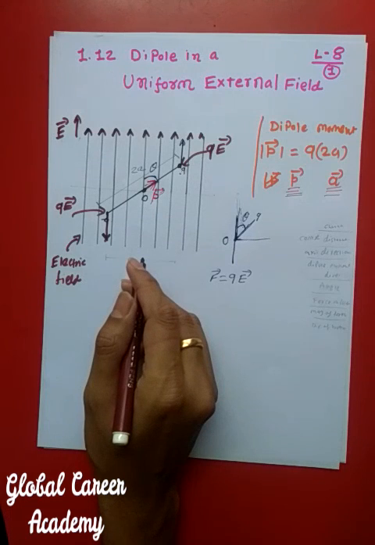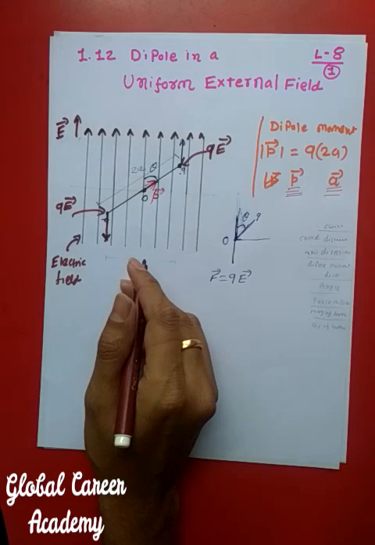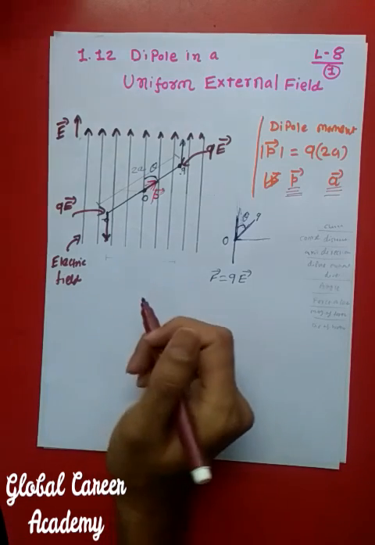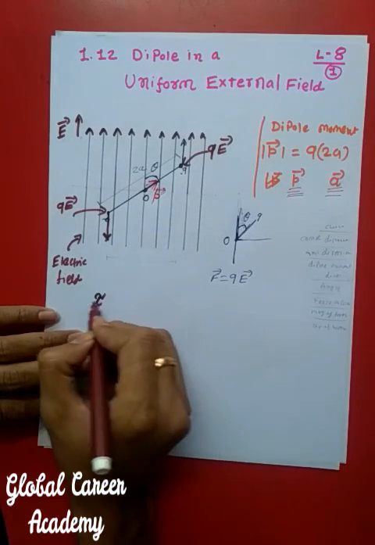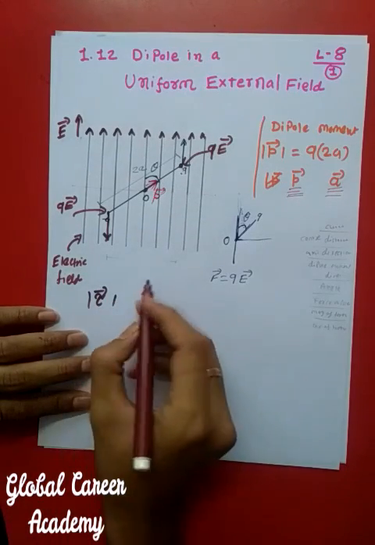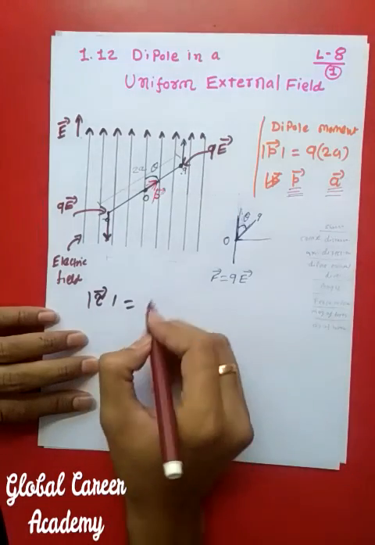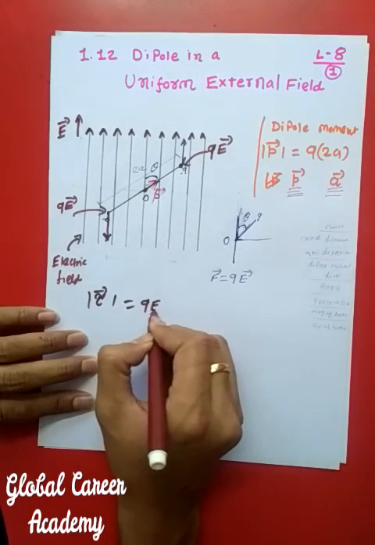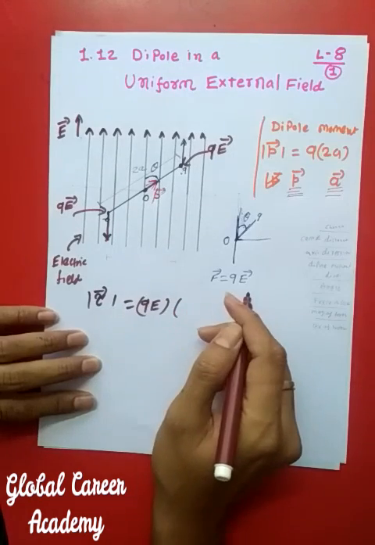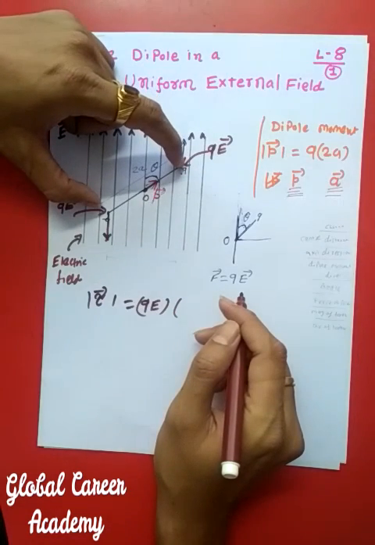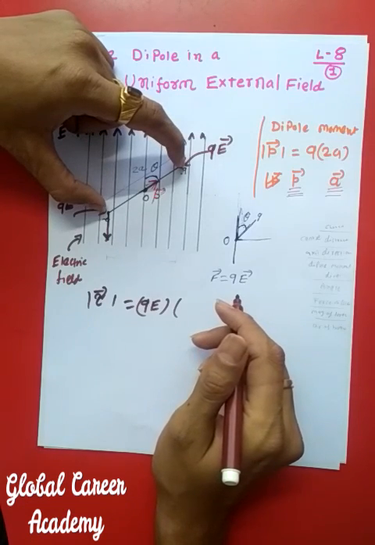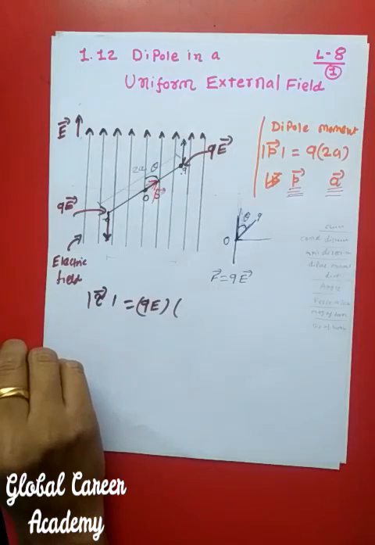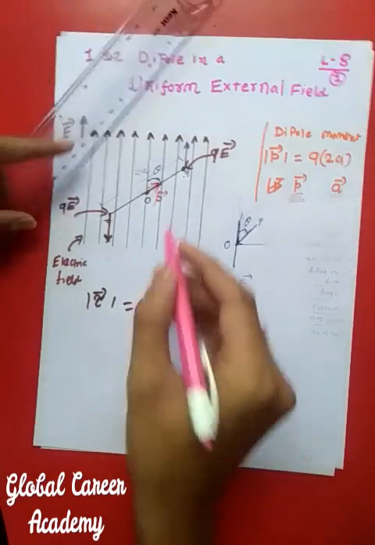it equals the magnitude of each force multiplied by the arm of the couple. So over here we have to write about torque. Tau, the magnitude of torque, can be given as: how much is the force? The force is q into e, okay, multiplied with the distance between the arms, but we have to take the perpendicular distance. Okay, so how do we find out this perpendicular distance?